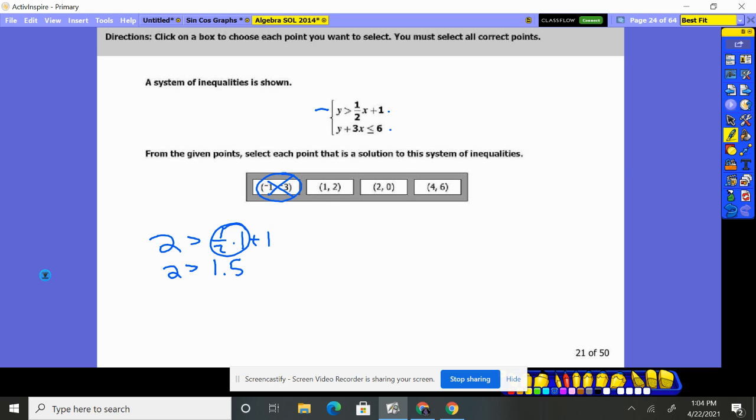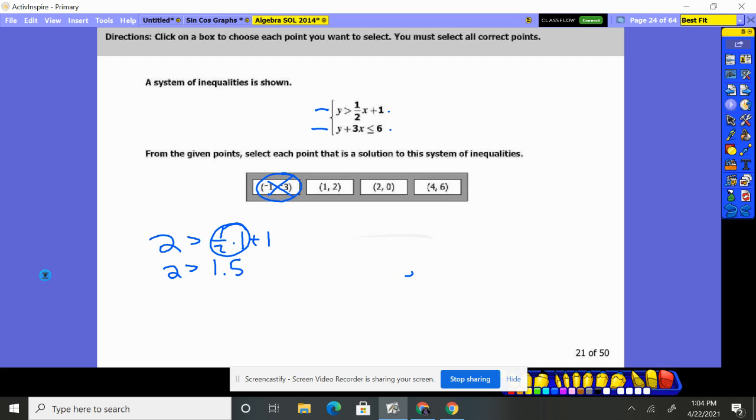Well, let's check. Does it also make this guy true? Does the y value plus 3 times the x value stay less than or equal to 6? Well, let's see. Y is 2 plus 3 times the x value, which is 1. Is that less than or equal to 6? Is 5 less than or equal to 6? Yes, 5 is less than 6. 1, 2 is a solution.